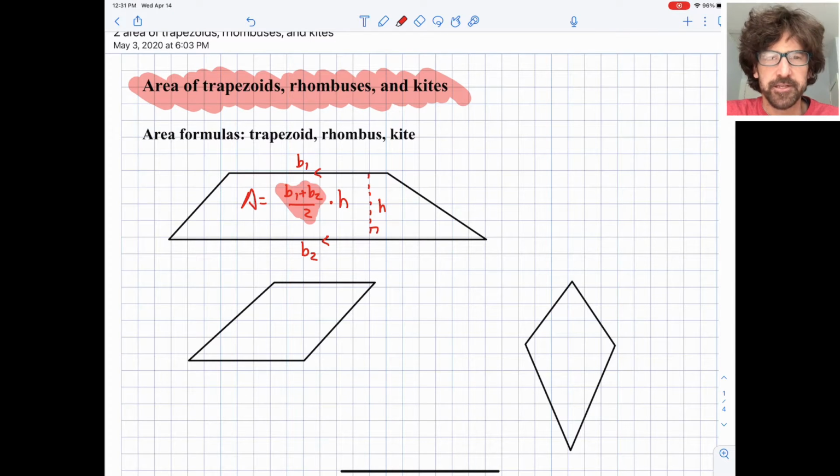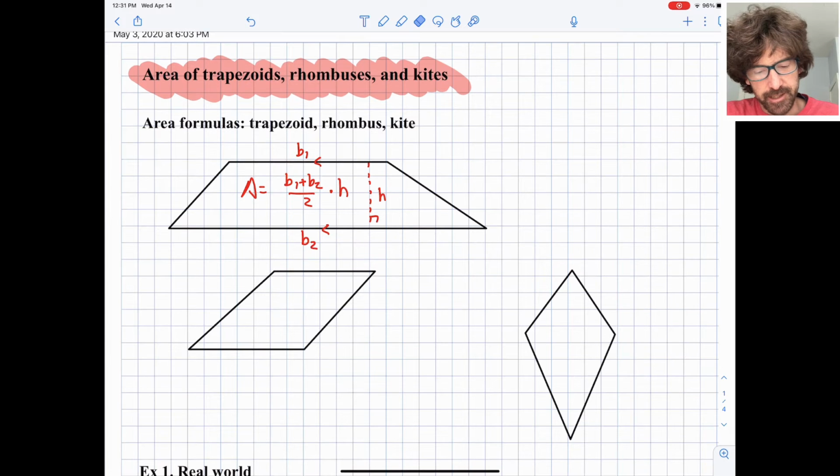And so think of base 1 here as being a little bit too short, base 2 being a little bit too long. Let's find the average of those bases and essentially turn this shape into a rectangle, okay? And that's kind of how we're doing it, or at least how I memorize it, how I remember it.